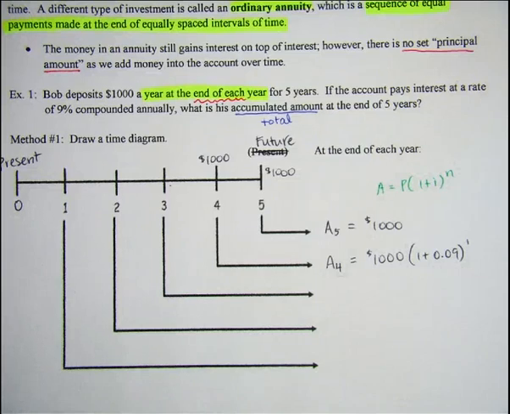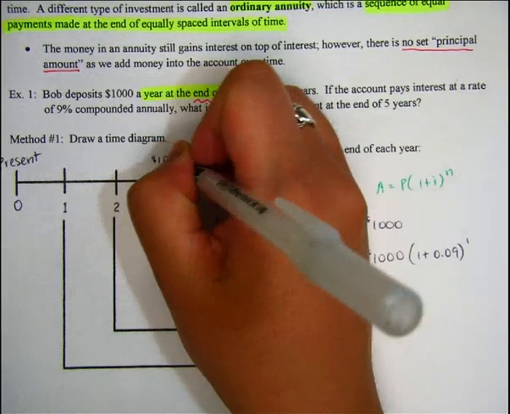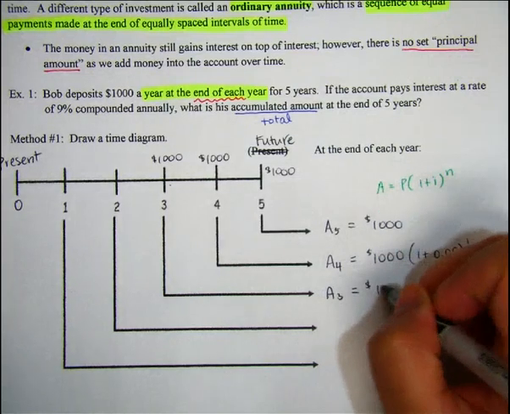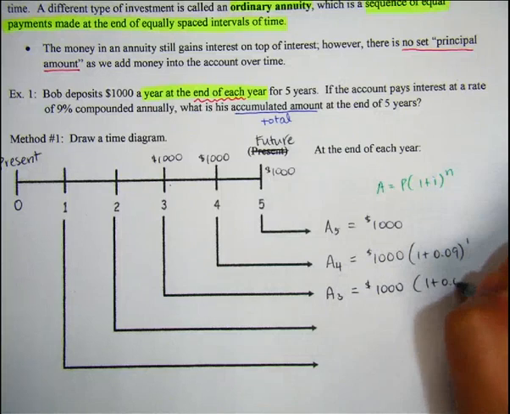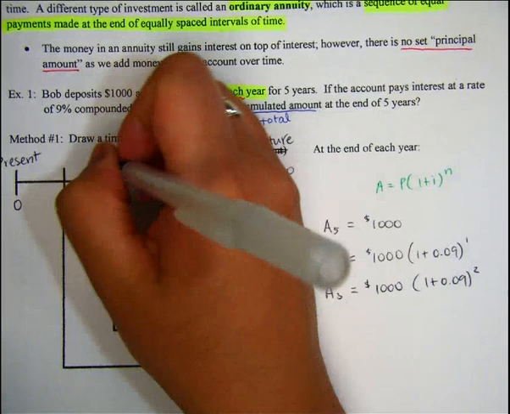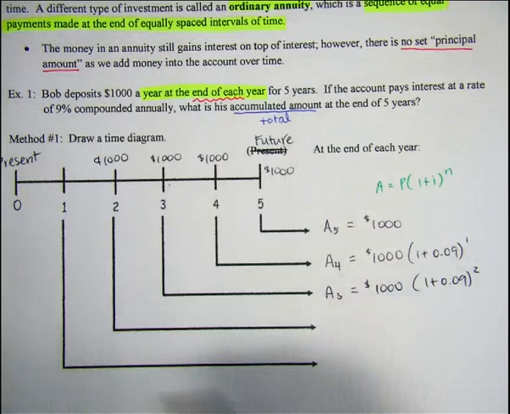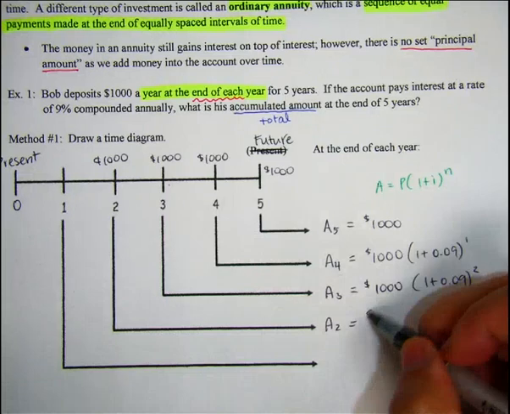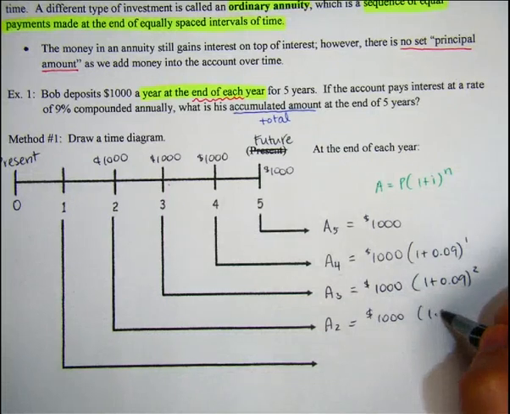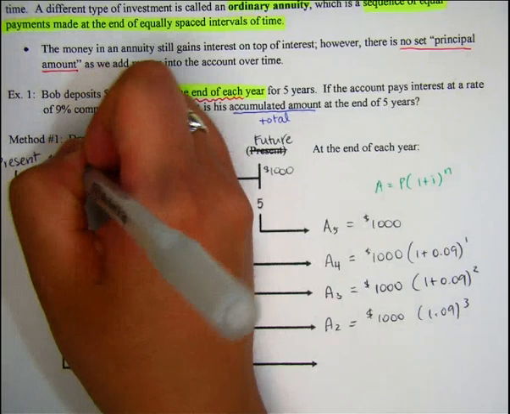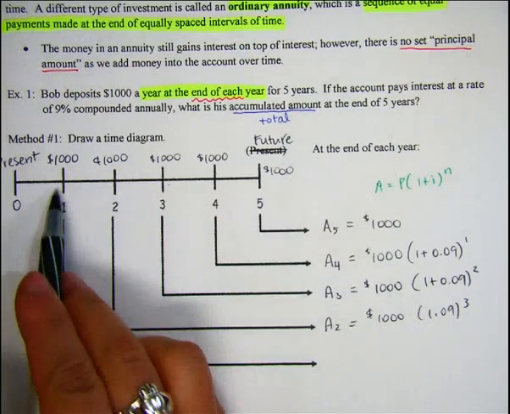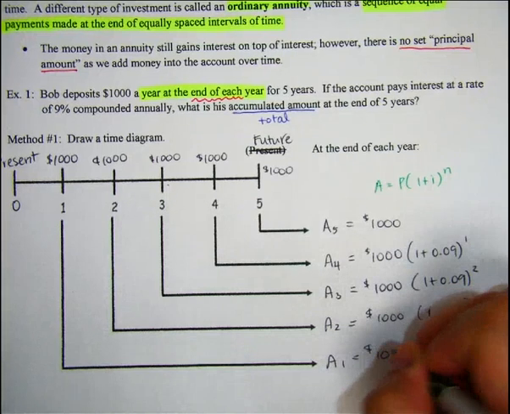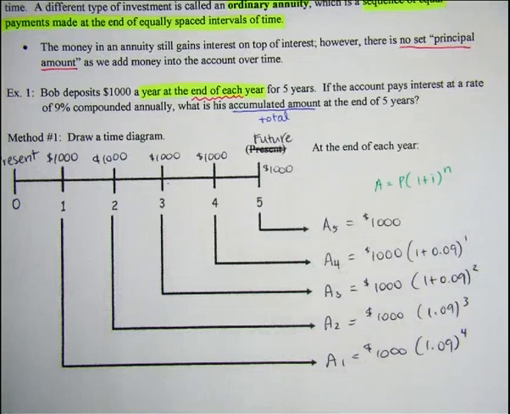Okay, so I'm going to keep this pattern going. So at the end of the 3rd year, he invests $1,000. So that $1,000 has had 2 years to gain interest. Okay. At the end of the 2nd year, he invests $1,000. That $1,000 has had 1, 2, 3 years to gain interest. So 1,000 times 1.09 to the power of 3. And finally, at the end of 1 year, that $1,000 has had 1, 2, 3, 4 years to gain interest. So 1,000 times 1.09 to the exponent 4.